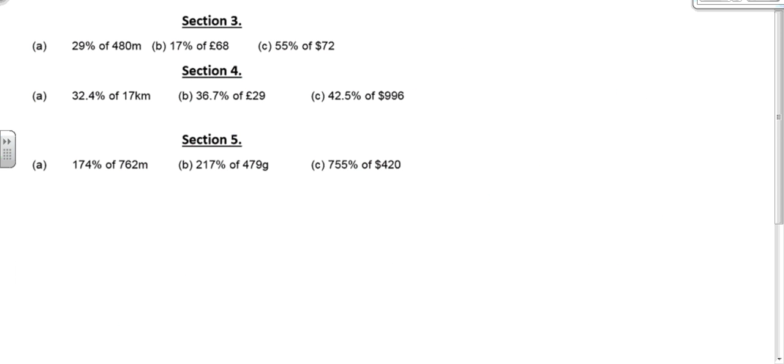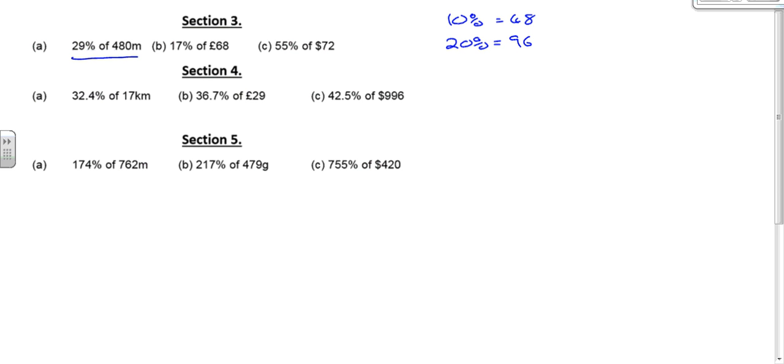Okay, question 3 is starting to look a little bit trickier. So it's exactly the same process, just got to do it a few more times. So we've got to find 29%. So step 1, find 10%. So 10% of 480 equals 48. 20% is going to be double that. So double 40, double 8, and that gives you 96.